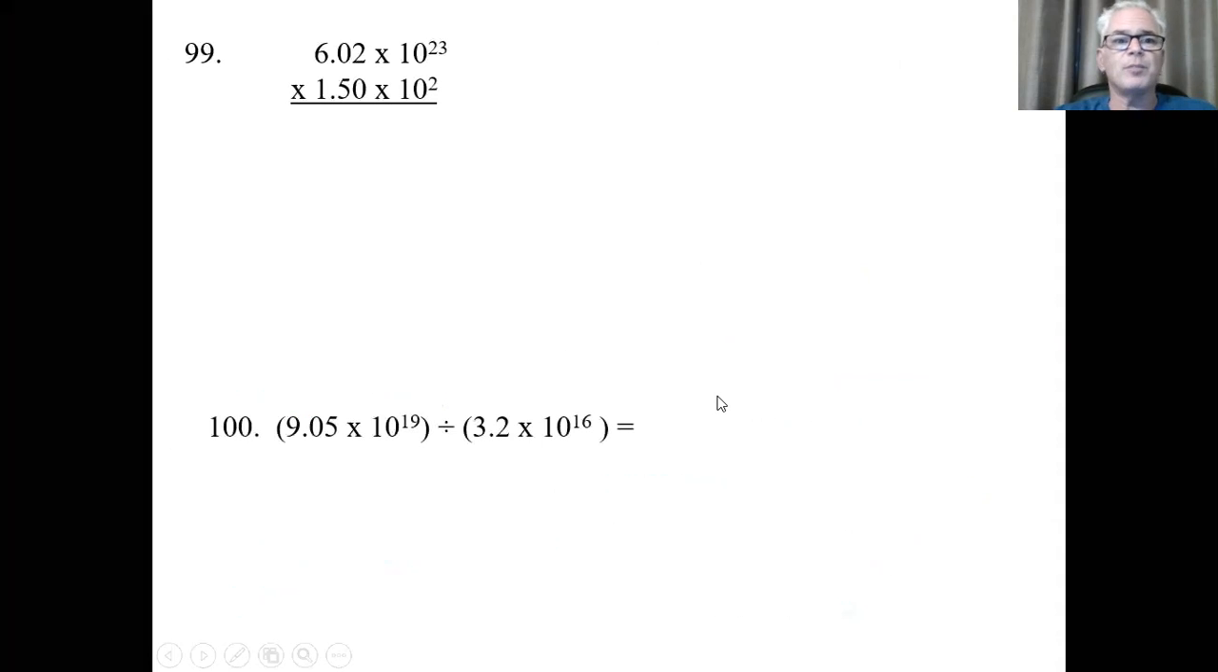Last two problems. Then we're taking a break. There's Avogadro's number. We're going to multiply. You're going to need a calculator for this. 6.02 times 1.5. That's a hard one to do. It's going to be 9.03. And then it's going to be adding them up. 10 to the 23rd plus 2 times 10 to the 25th. So I think it's going to be 9.03. We'll see. And then the bottom one, 9.05 divided by 3.2, you got to have a calculator. And then it's going to be 10 to the 19th minus 10 to the 16th and 10 to the 3rd.